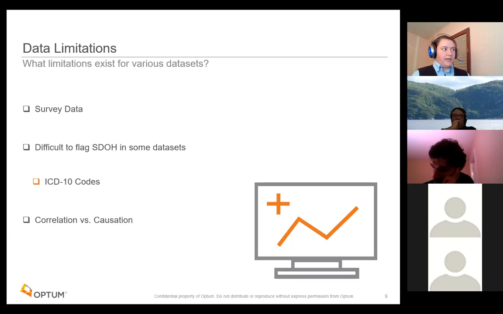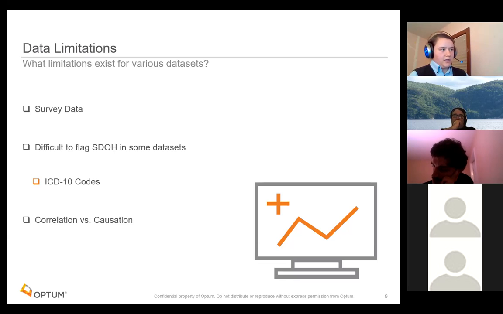So that's one thing we kind of have to keep in mind. It's also difficult to flag SDOH variables in some data sets. I think it's getting better as the industry progresses, and it's really been an emphasis over the last 5-10 years.